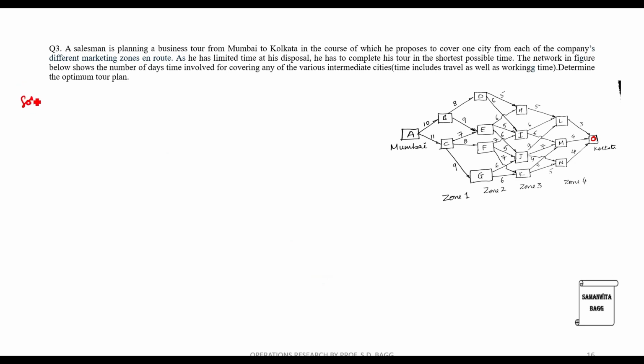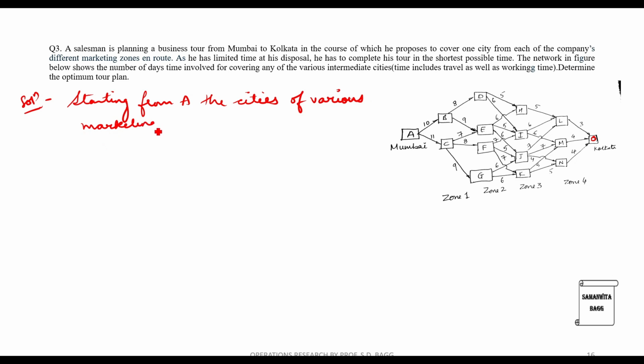So I'll write down the solution first. I'll write down starting from A, the cities of various marketing zones may be considered as distinct stages. So I'll write down stage 1.